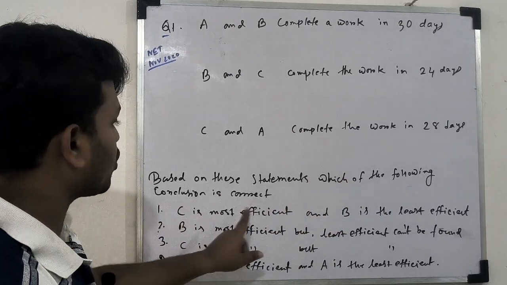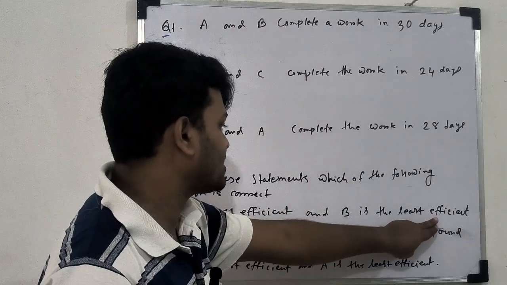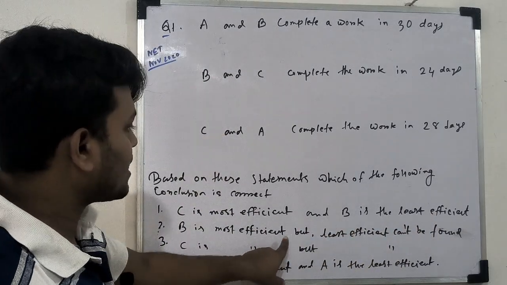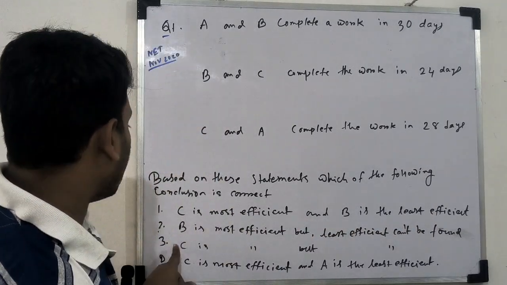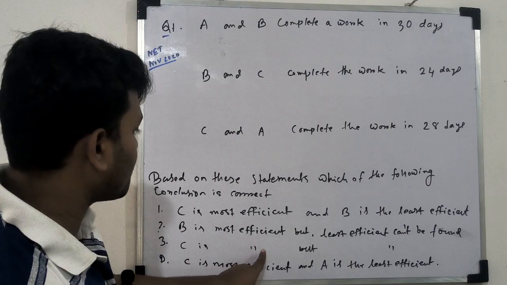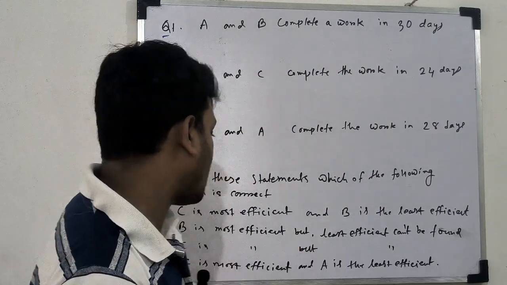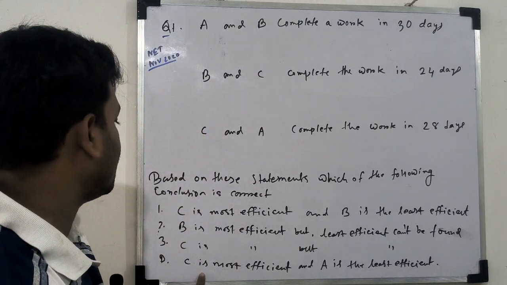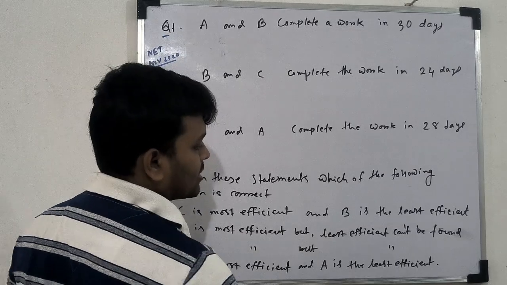First option is C is most efficient and B is the least efficient. Second option, B is most efficient but least efficient cannot be found. Option 3 is C is most efficient but least efficient cannot be found, and the last option is C is most efficient and A is the least efficient.